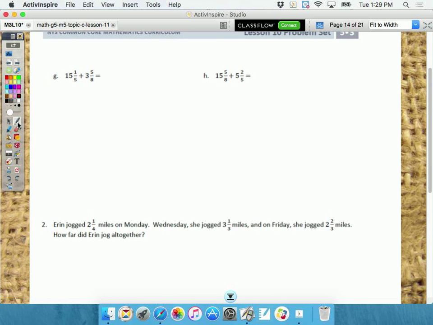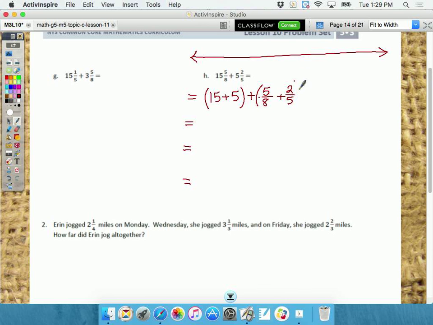Okay, for H, I'm going to write my number line above. Every M3L, tell me how to reorganize this problem to make it easier. You first put 15 and 5 in parentheses, okay, and then you put the fraction. 5/8 plus 2/5. This one looks hard, but it's not.